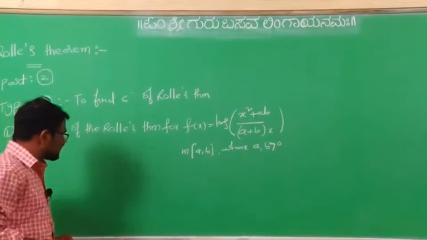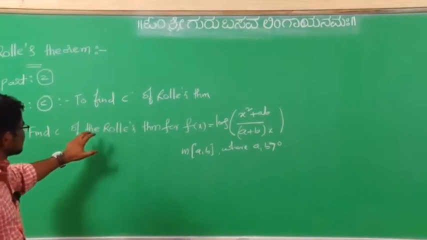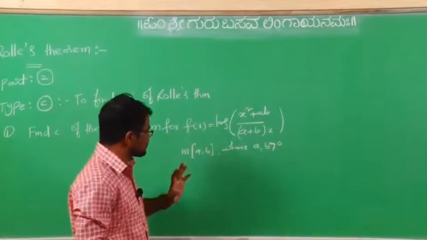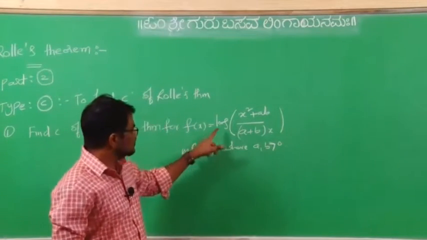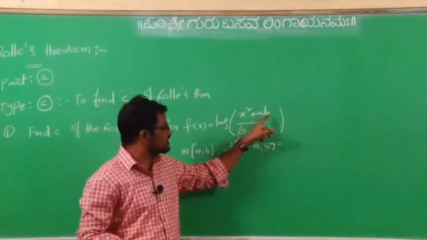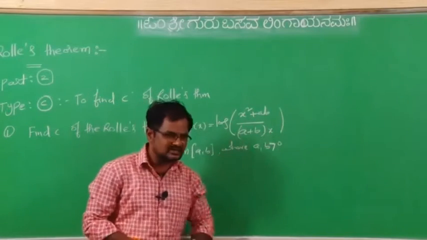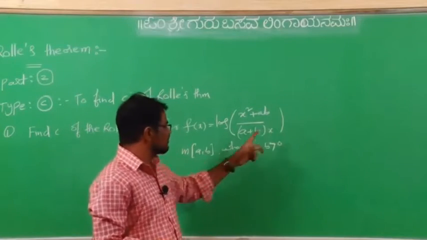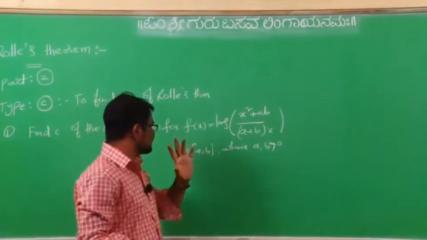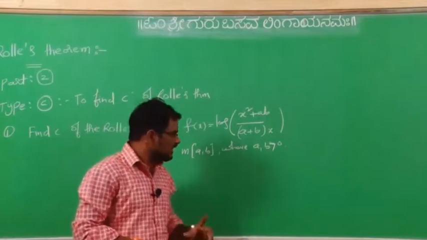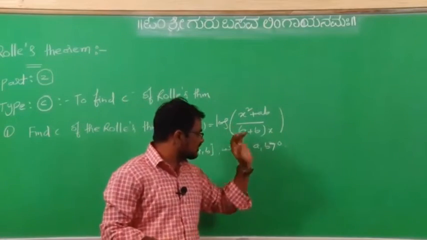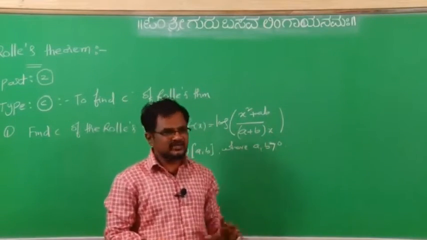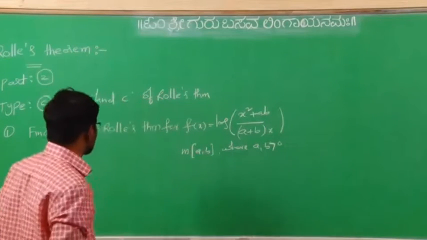In that, I have taken the first problem: find C of Rolle's theorem for the function f of x equal to log of (x square plus ab) by (a plus b) into x, where a, b greater than 0. In which interval do we have to find the C value? In the closed interval a comma b, and these a, b are greater than 0, means positive real numbers.